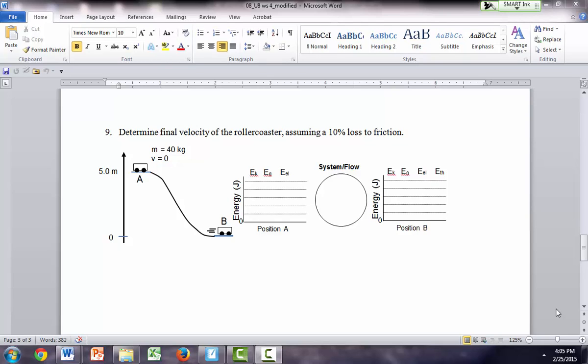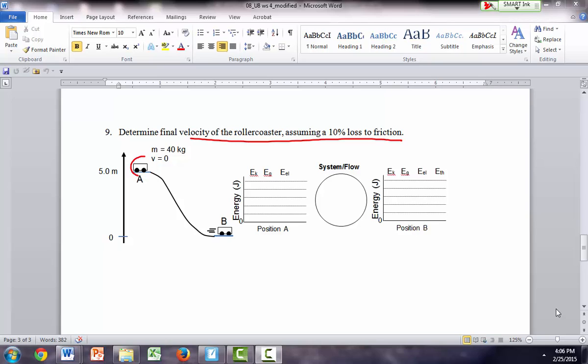Okay, I'm going to do a couple problems here. I'm going to solve number 9 and number 10 on worksheet 4. First, number 9, it asks you to determine the final velocity of the roller coaster assuming a 10% loss to friction. Well, first, let's define our system.